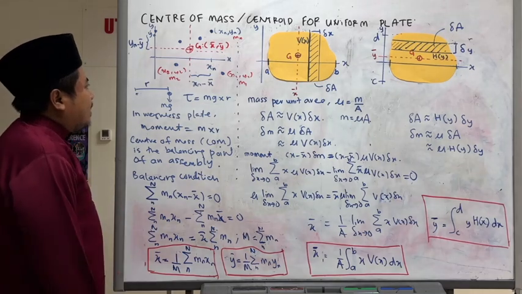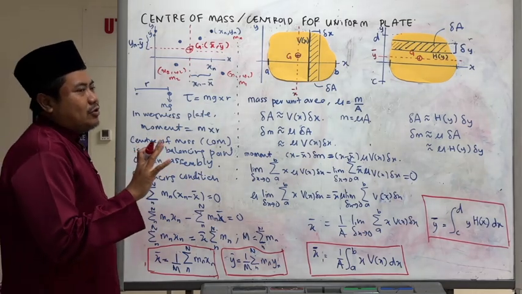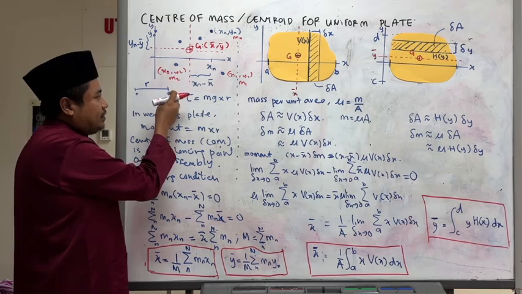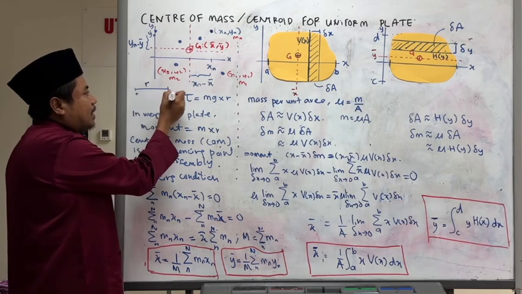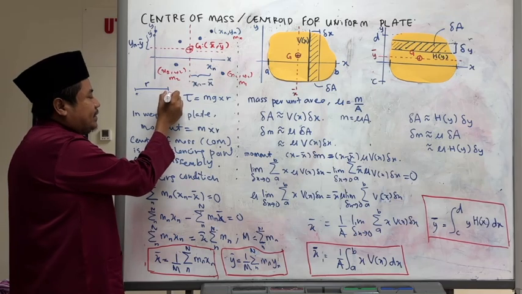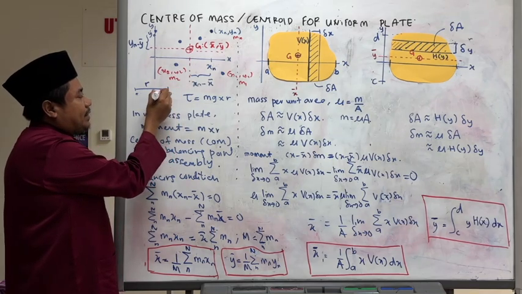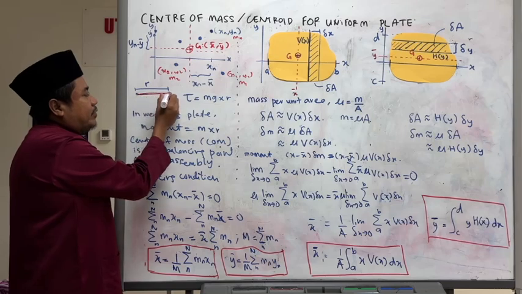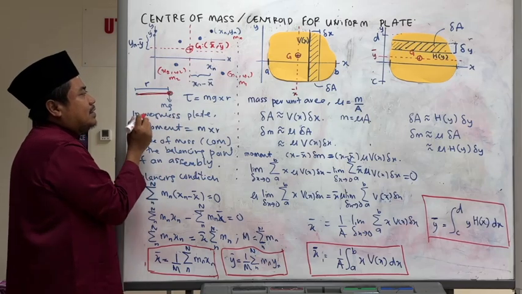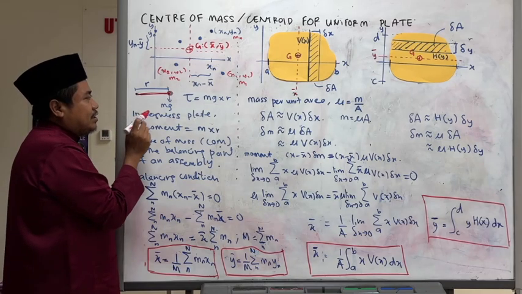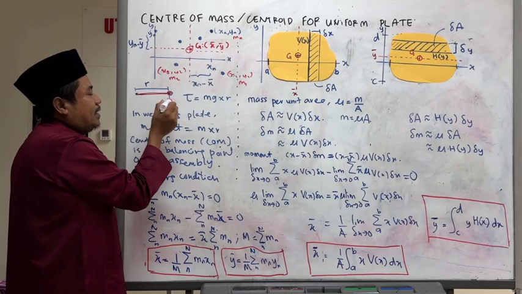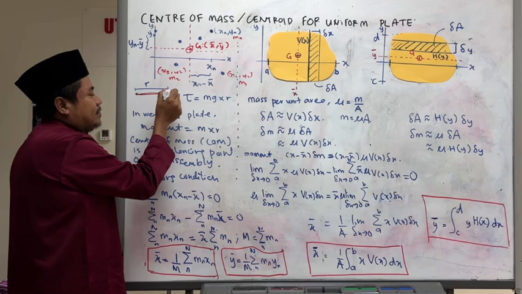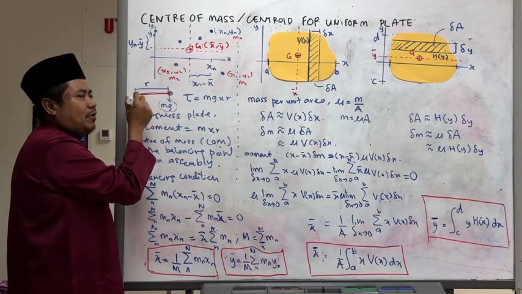Let us recall torque. Torque is the product of force and distance. In this case, if we have a particle located on a rod, and this is a mass, and this is the axis of rotation, the torque is the product of the weight and the distance of the mass from the point of action.